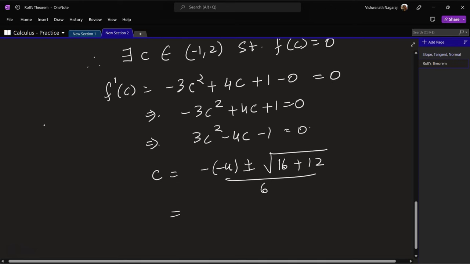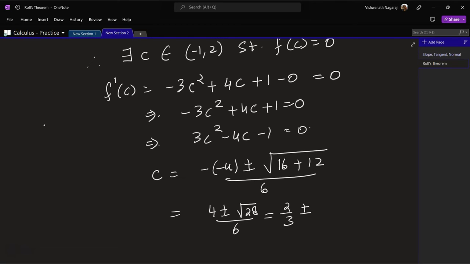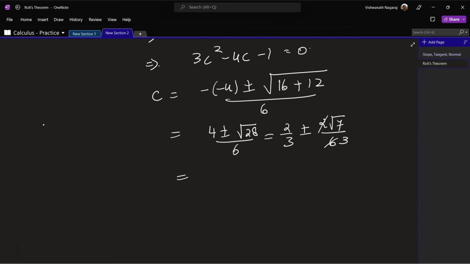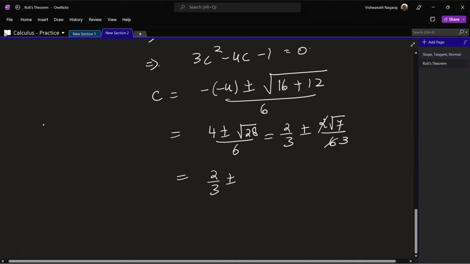So c would be equal to 4 plus or minus square root of 16 plus 12, which is 28, by 6, which is 4 by 6. If we take it, we get 2 by 3 plus or minus 28 can be written as 2 root 7 by 6. This again gets cancelled and we have 2 plus or minus root 7 by 3.